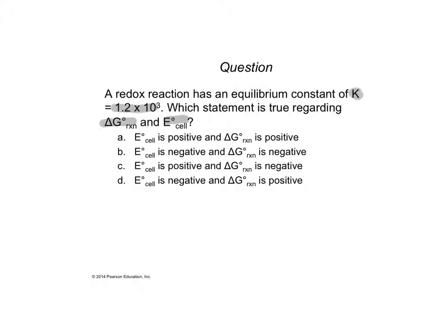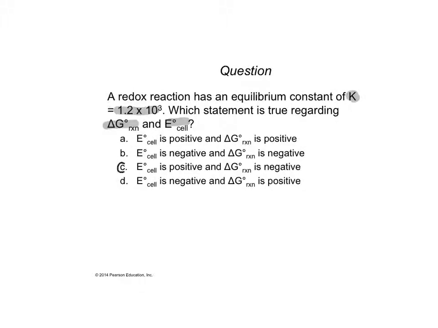Okay, so the correct answer here is E cell is positive and delta G is negative. So the correct answer is C. So again, K greater than 1 means that products are favored. Products are favored at equilibrium, meaning that if we're starting at standard state, which is usually what we're doing when we've got this involved, starting at standard state, we're at 1 and 1.